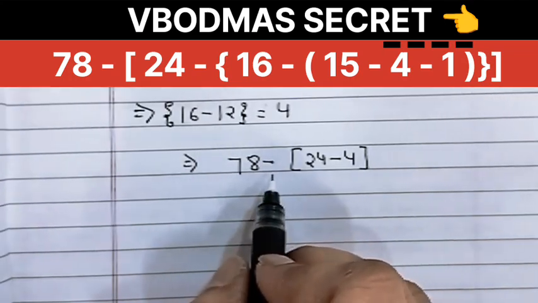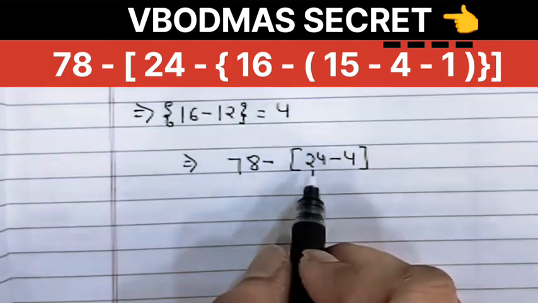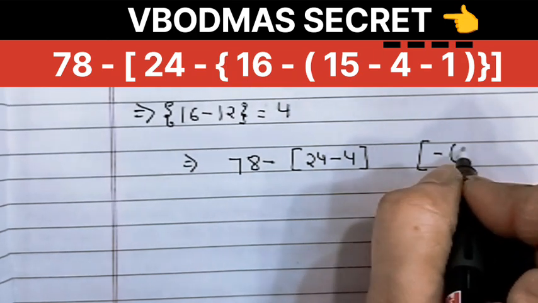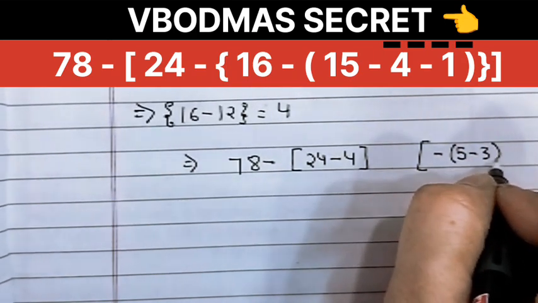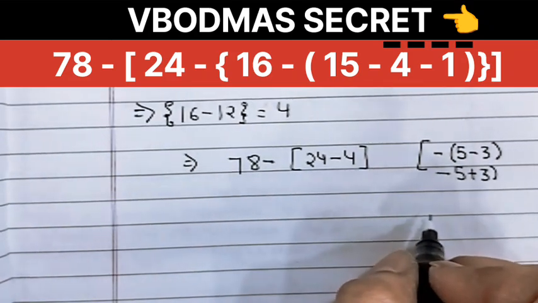Remember, if there is a minus sign outside a bracket, removing the brackets changes the sign of the numbers inside. For example, minus (5 minus 3) becomes minus 5 plus 3. So I hope it is clear.